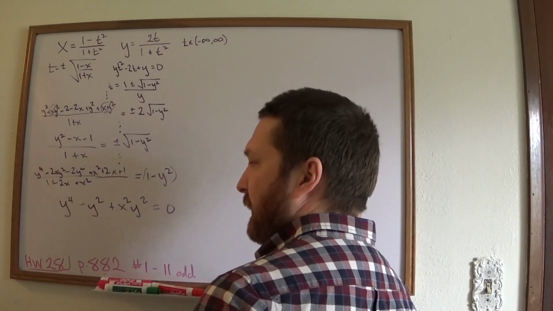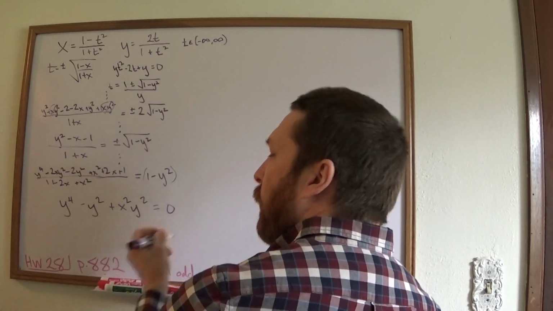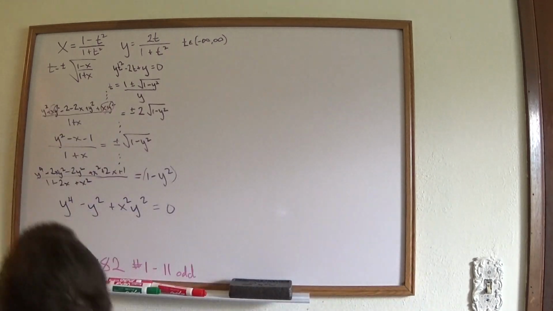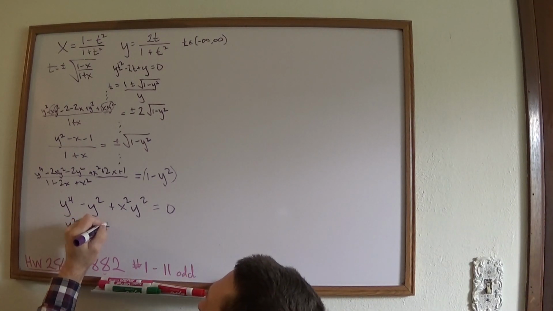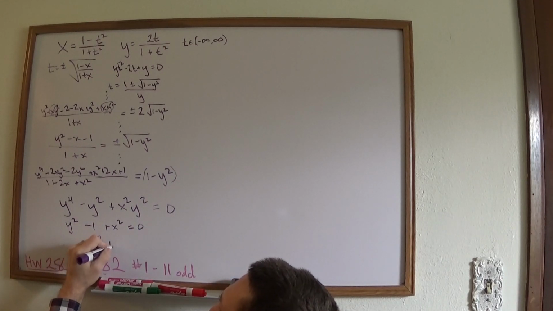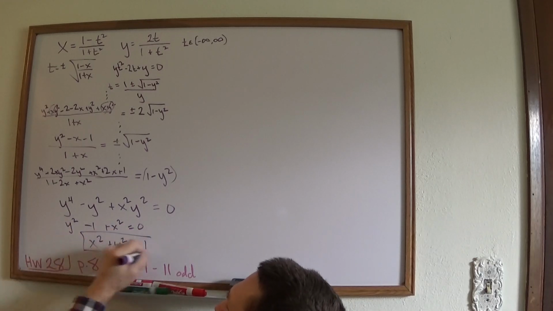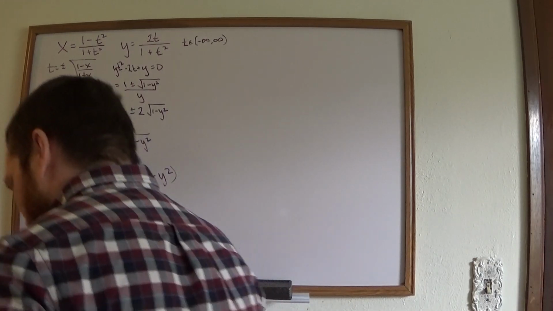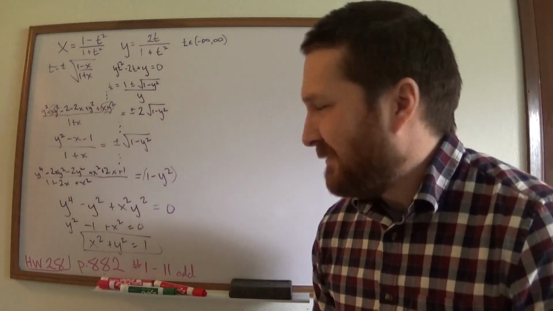Is there something common you could factor out of there? Or just divide everybody through by y squared. When you divide everybody through by y squared, you get y squared minus 1 plus x squared equals 0, which is, oh, lo and behold, I know what this is. This is x squared plus y squared equals 1. That's the unit circle! Yeah, I got that in a very different way. Or is it the unit circle?